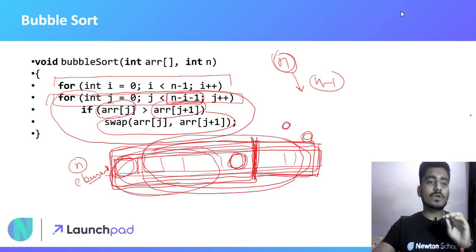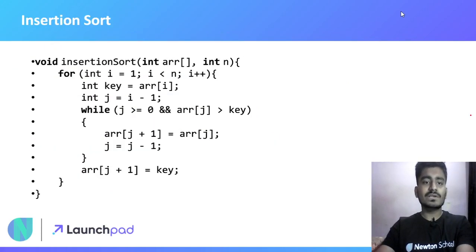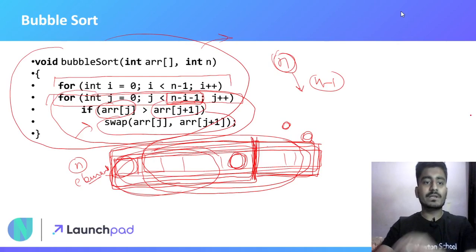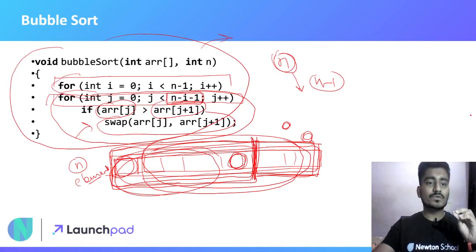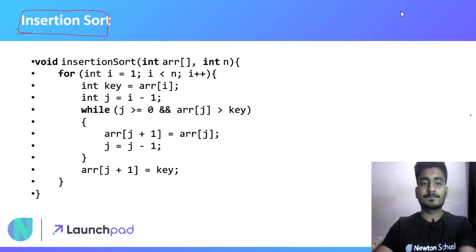Fine. So now we know what bubble sort is, and you can easily see the code and explain it to anyone. Now let's go towards insertion sort, and let me tell you again that since we are using two for loops, the time complexity will obviously be n square. That's why bubble sort time complexity is n square. Fine. Now we have insertion sort.